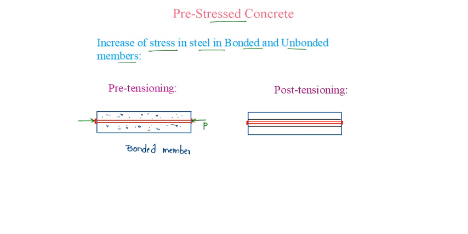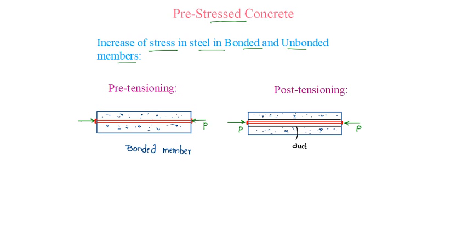whereas in post-tensioning, concrete is cast first and no pre-tensioning is given to the cable initially. After concrete is cast, a duct is left, a space for provision of the pre-tensioning or post-tensioning tendon. Now the pre-stressing force is applied after the concrete gains strength.